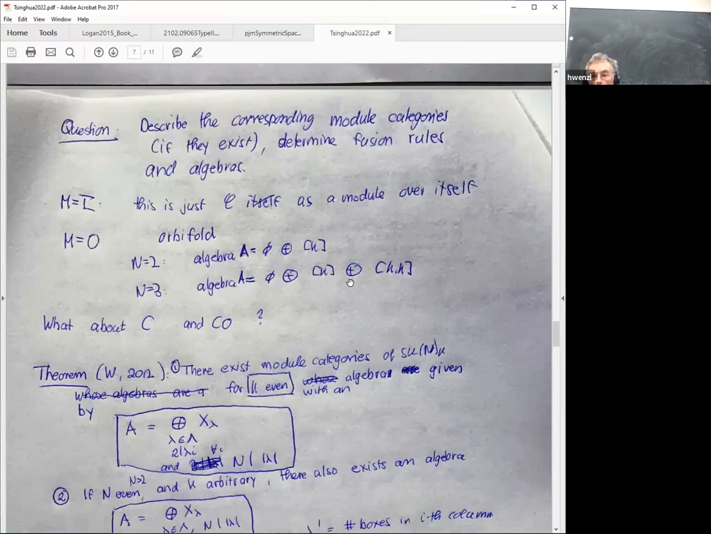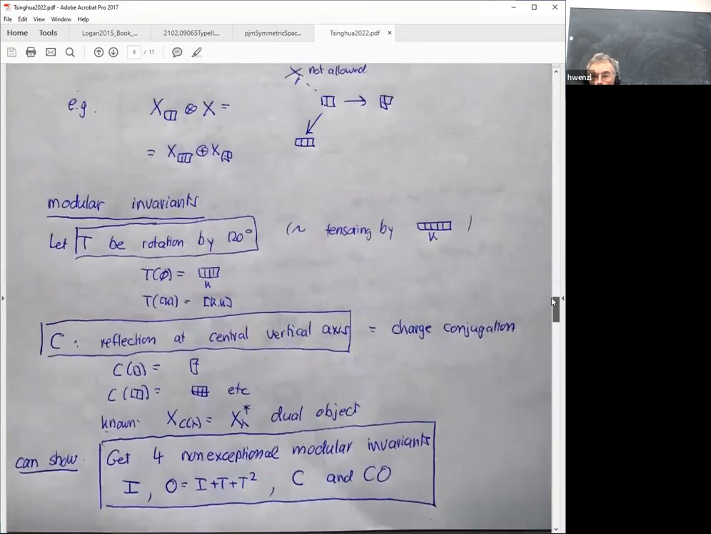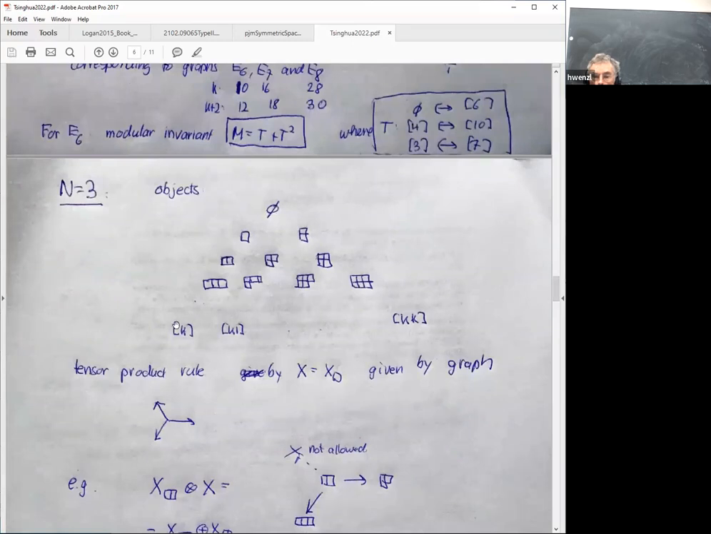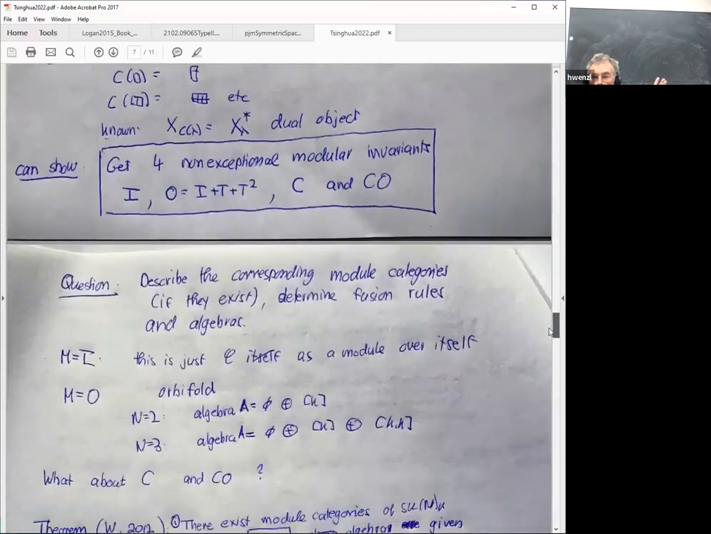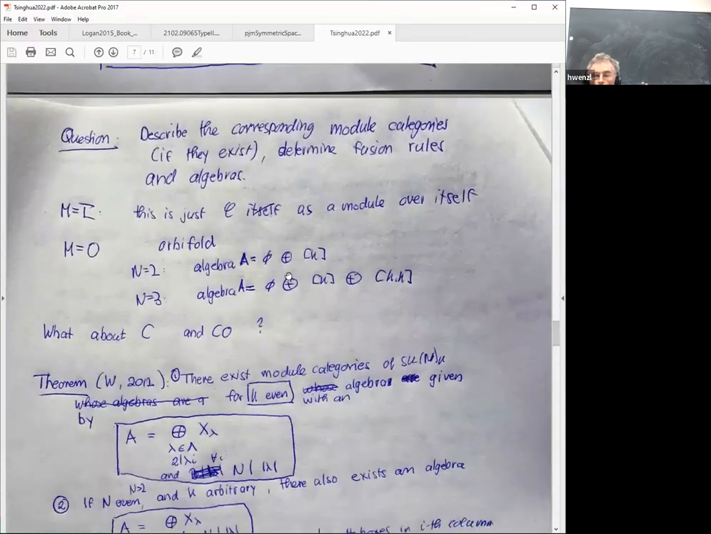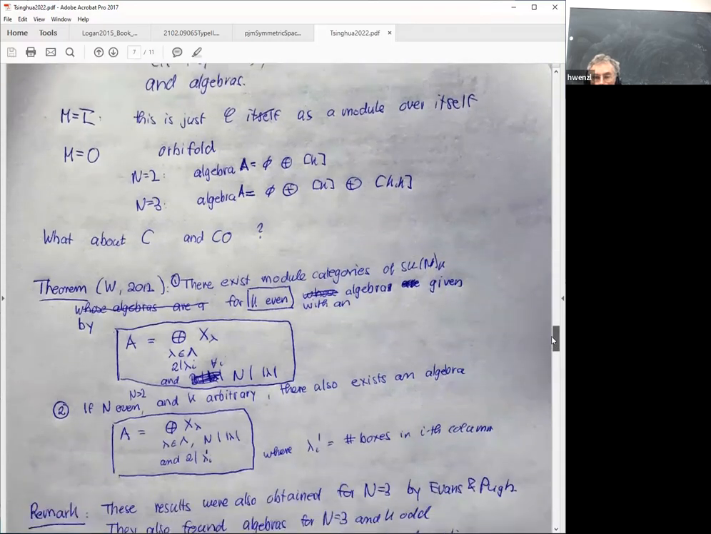And for n equals 3, the algebra would be the direct sum of the 3 corners of our triangle here. There's this and this. And here this algebra would correspond to Z mod 3. And essentially the objects correspond to orbits under these group actions. So for M equals O, these are well understood. So the question is, what about C and CO?